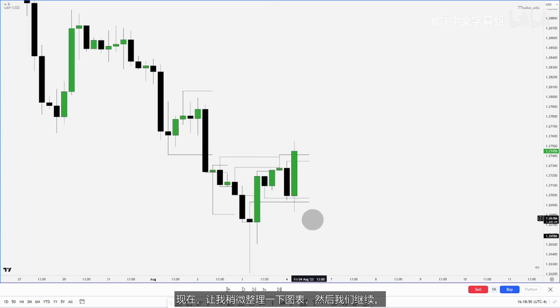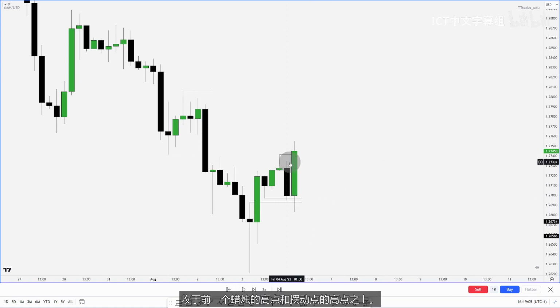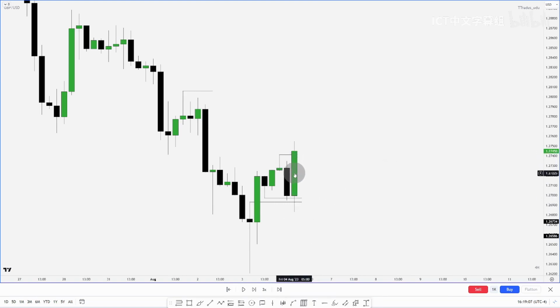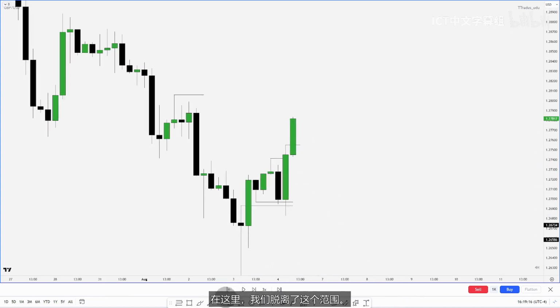Now, let me clean up the chart a little before we continue. So if you notice, we respected this fair value gap, close over previous candle's high and the swing point high. From here, I'd want to move higher or this candle's high. Right here, we get a move out of this range.